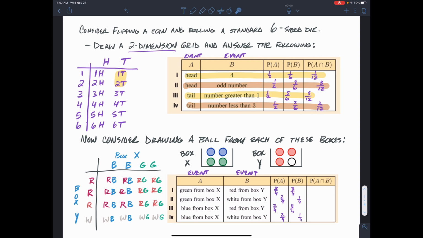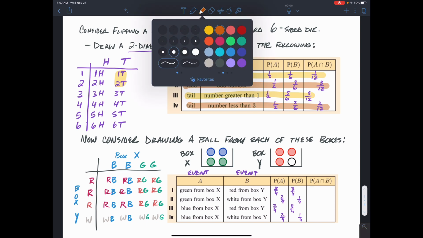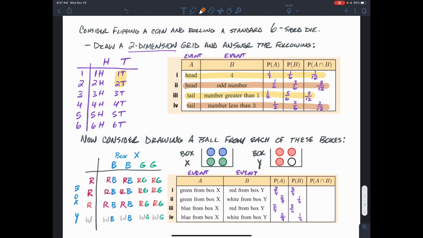So now when we start looking at the intersection of these things, let's pull this up again. Let's see. So we've got green from box X and red from box Y. Green and red. There are six possibilities out of, what's that? Four and four, so 16 total. So we've got six out of 16.